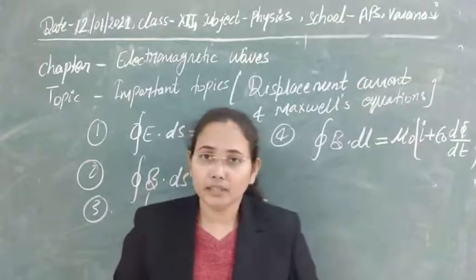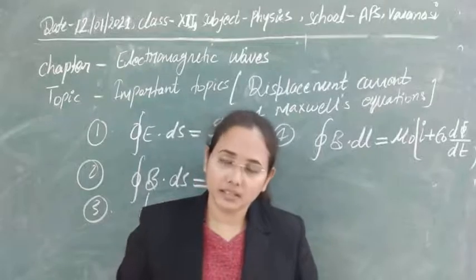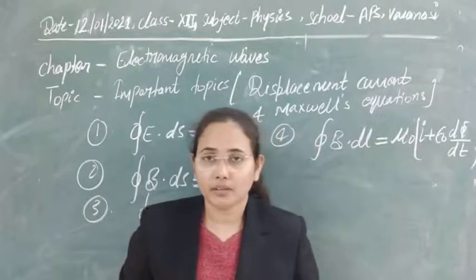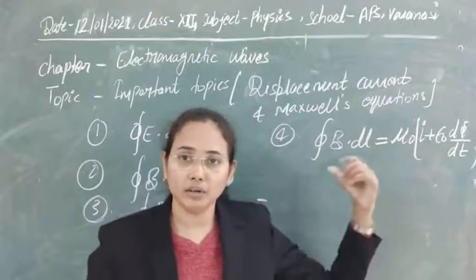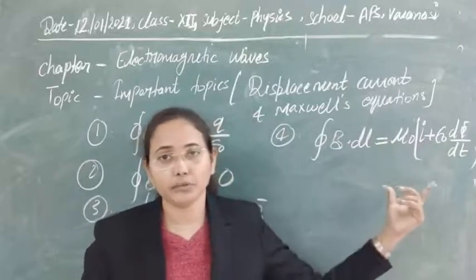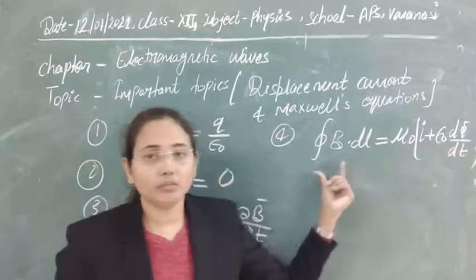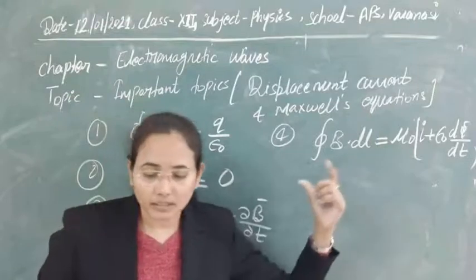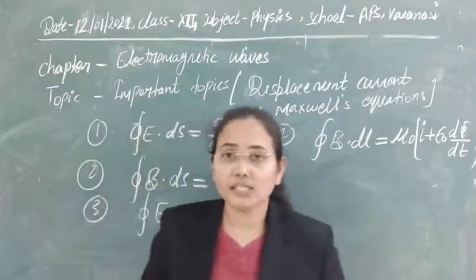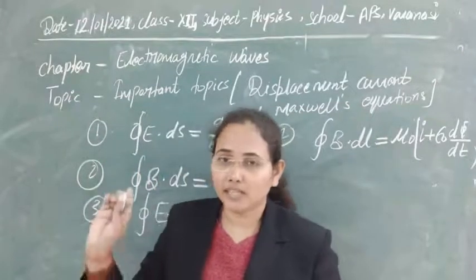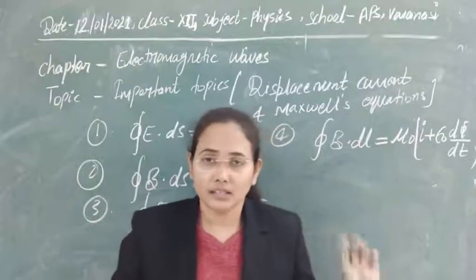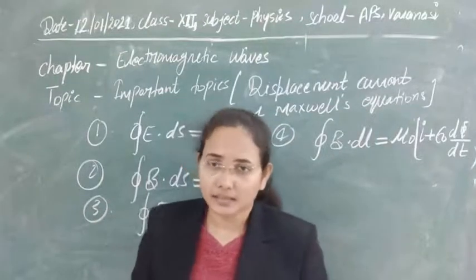But whenever there is a varying electric field, there will also be the generation of a magnetic field due to that. So that is the concept of modified Ampere's law. I think the physical significance of Maxwell's equations is clear, and the introduction of displacement current is also clear.